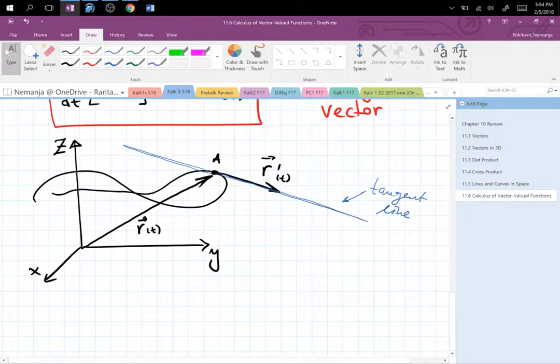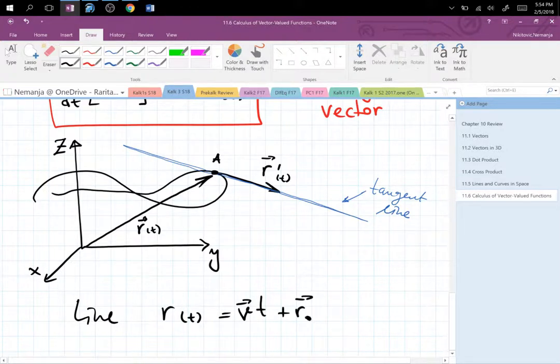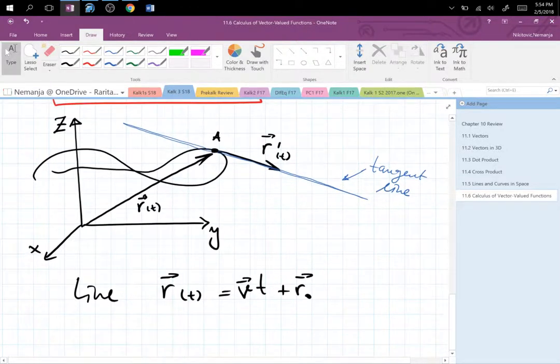Yes? It was r of t equals v times t plus r0. Excellent. So this is a line in any dimension space. This was the last class. Very good, Kevin. So this is the line.